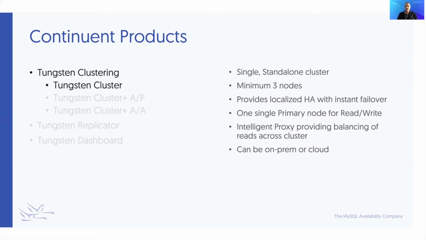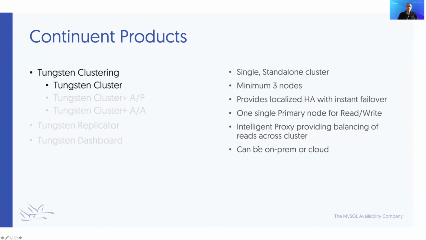The first, which is quite common, is the basic standalone cluster. So it's just a single cluster. You need at least 3 nodes. If you want to add more nodes, you can. That's no problem. You can add another 2 nodes to make it 5, 7, 9. You always have to have an odd number of nodes to maintain quorum.